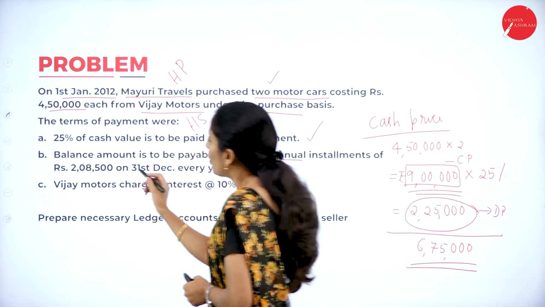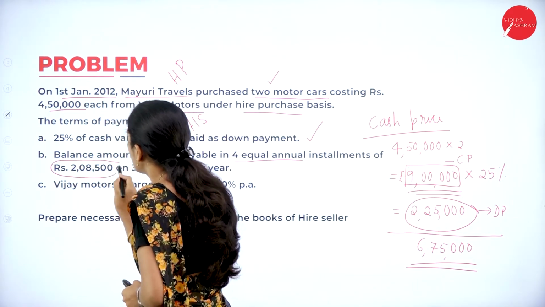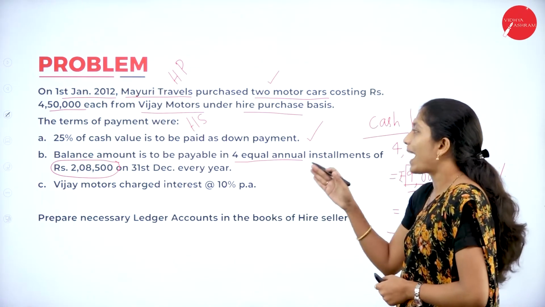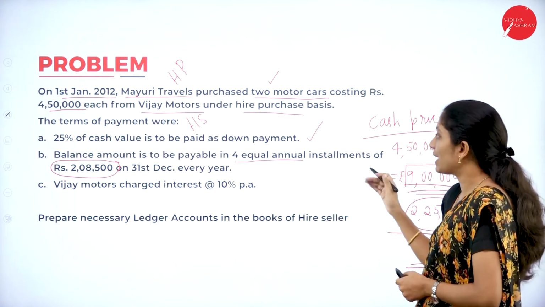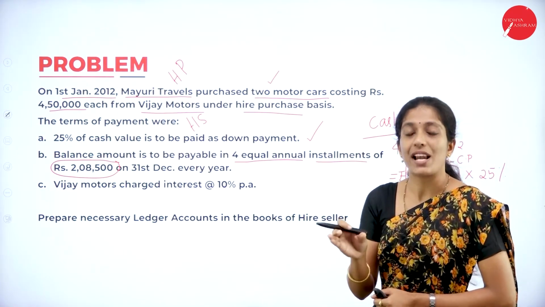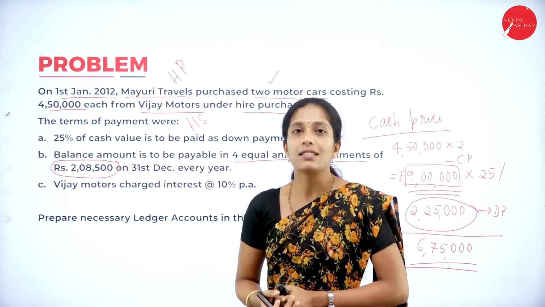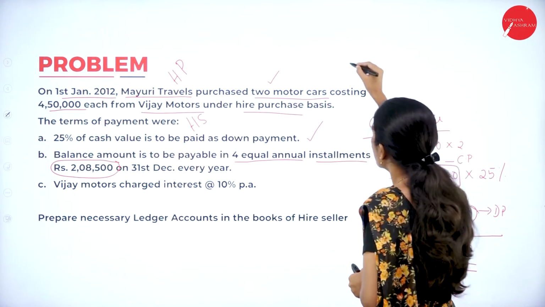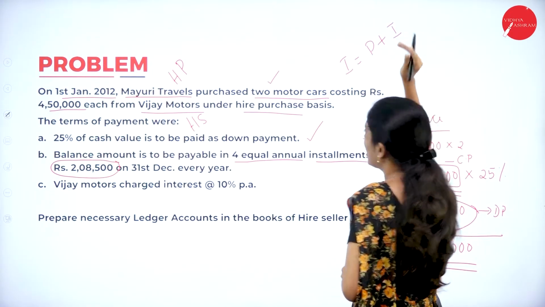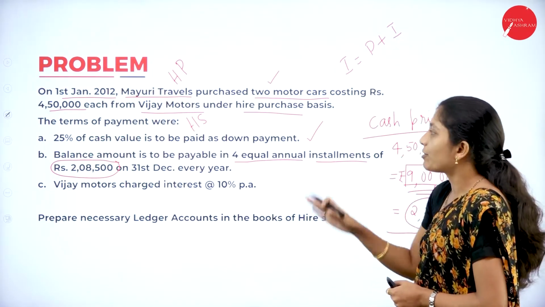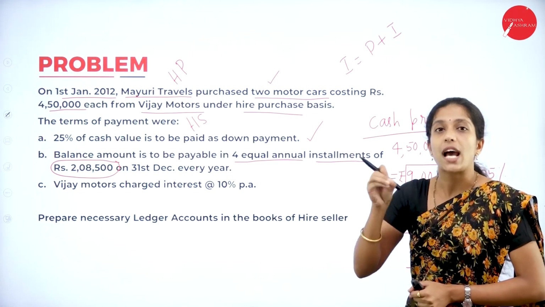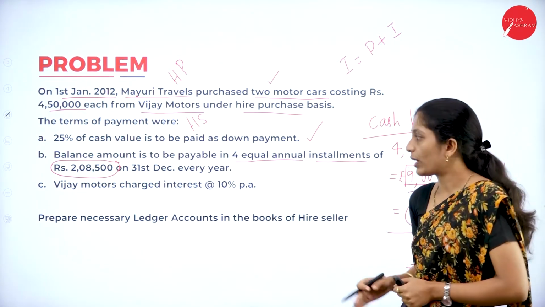Now, whether this is inclusive of interest or not, how to find this? What they have told is that the balance amount is to be paid in 4 equal installments. So they have not given the principal amount, they have directly given the installment amount. So what is an installment? Installment is equal to principal plus interest, right? So they have directly given 2,08,500 as installment, which has to be paid continuously for 4 years.